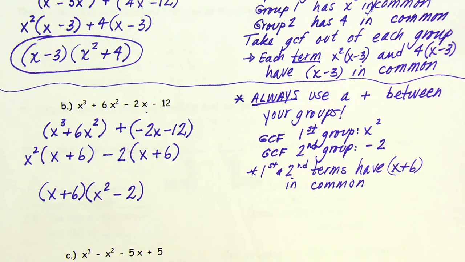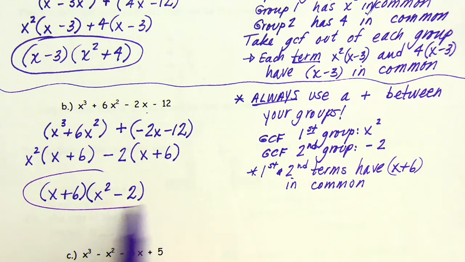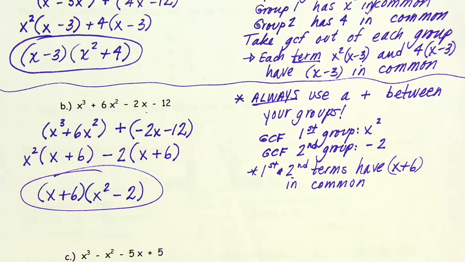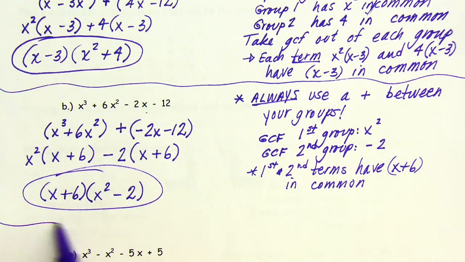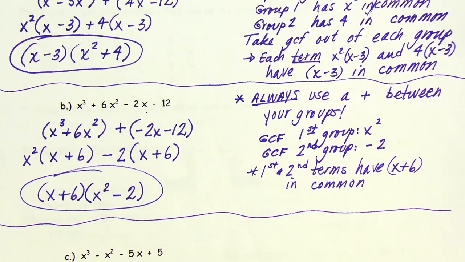X squared subtract 2 cannot be factored. I am fully factored at this step. Notice I have a quantity x plus 6 being multiplied with a quantity x squared minus 2. I have back-to-back parentheses. I am fully factored. Why don't you try example C on your own? Pause the video.